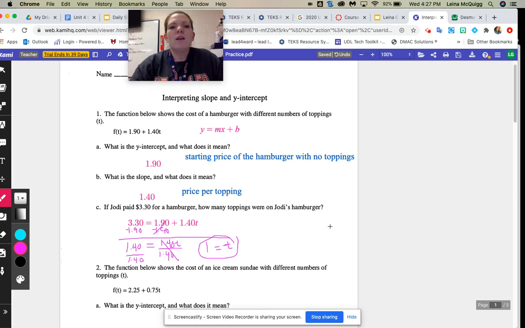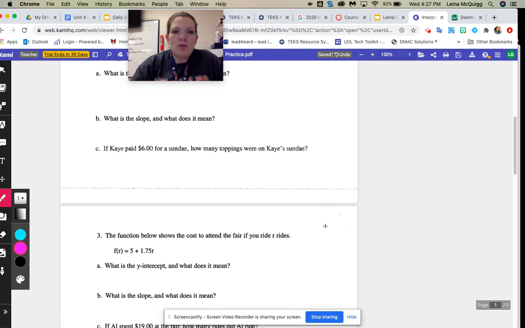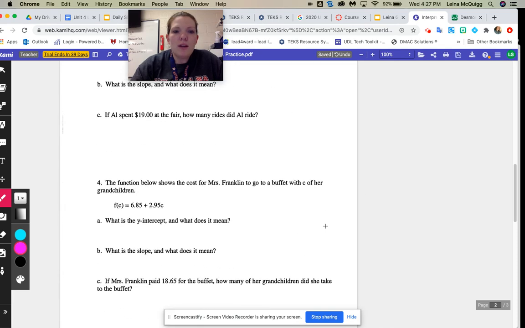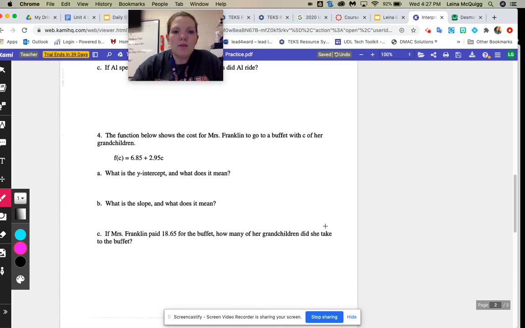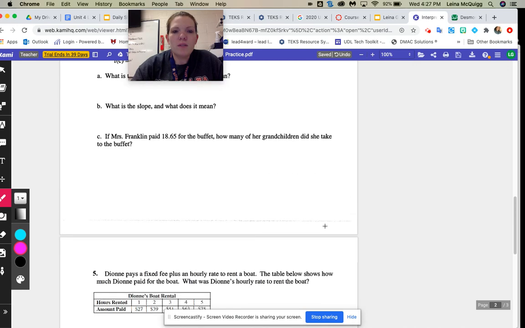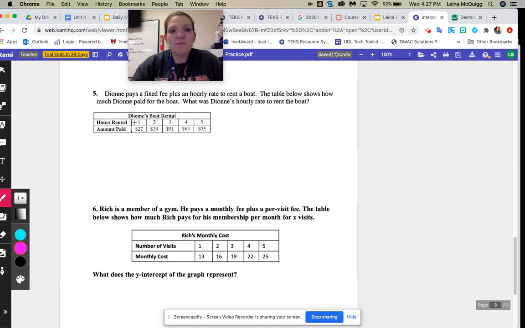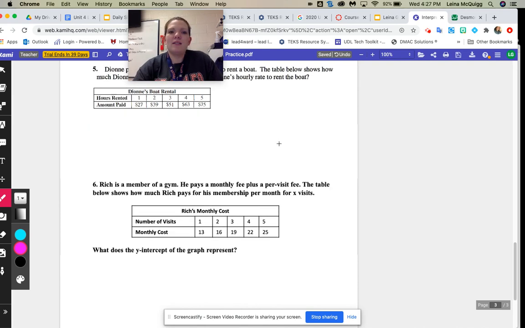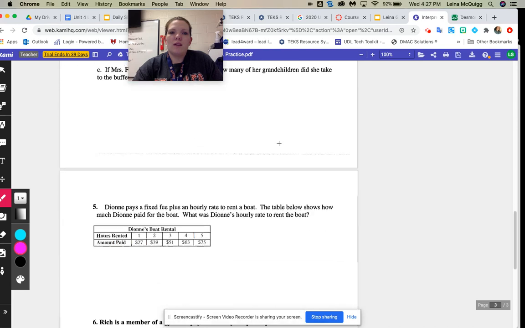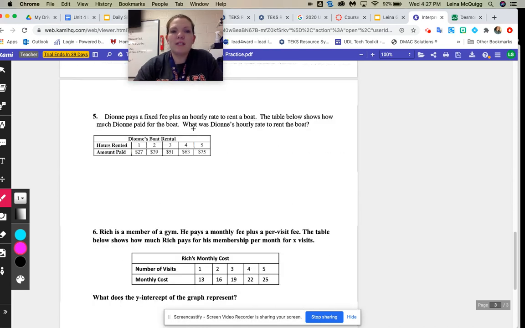Okay? All right, so I'm going to let you guys do number 2 and number 3 and number 4. And then I'm going to do one of these with you. All right, Dion pays a fixed fee plus an hourly rate to rent a boat. The table below shows how much Dion paid for the boat. What was Dion's hourly rate to rent the boat? So how much was he paying per hour?